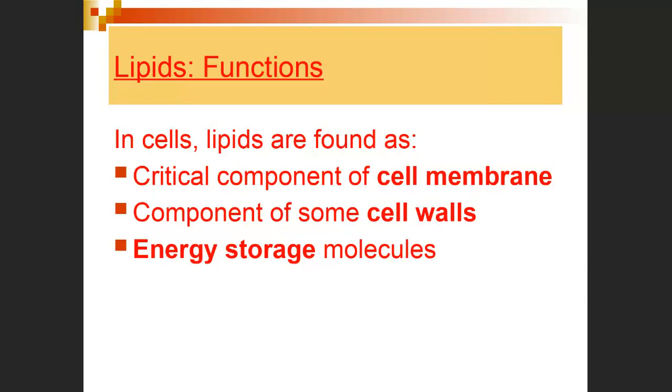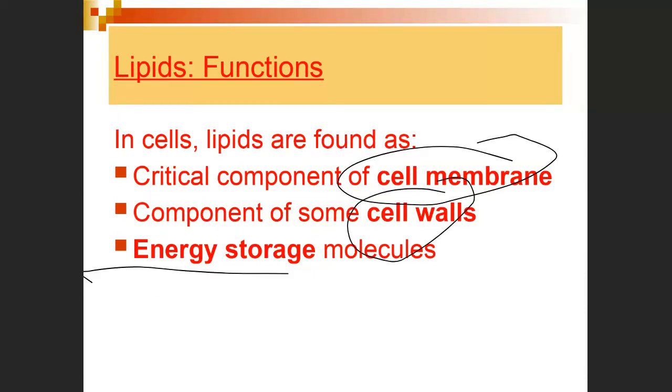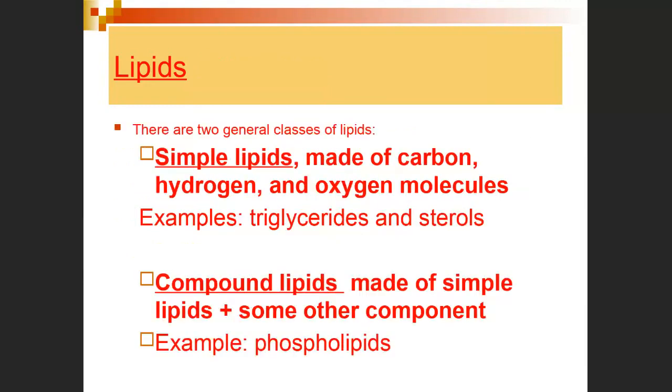However, all types of lipids essentially have the same components. They all have carbons, hydrogens, and oxygens. There is no nitrogen involved. We should know what lipids are made by: cell membranes, cell walls, energy storage molecules.